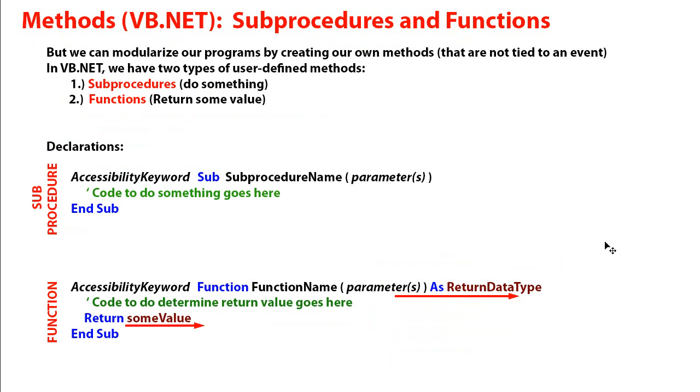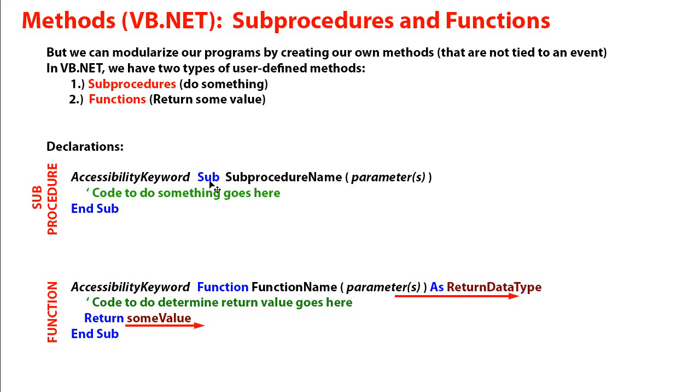Well, now we're going to branch into creating our own subprocedures and functions that are not tied to an event. And in Visual Basic, we have two types of methods. Method is sort of the broad umbrella category for subprocedures and functions. And the difference between the two is a subprocedure does something and a function returns some value. So a subprocedure does not return a value, but a function does. And they both will have code that does something, but the goal in the function is to determine the value that's being returned. They're coded very similarly.